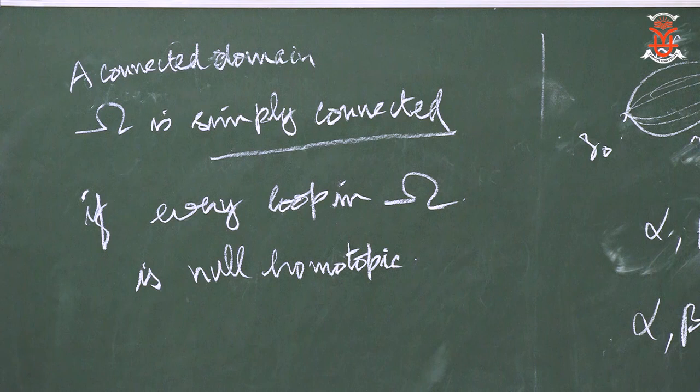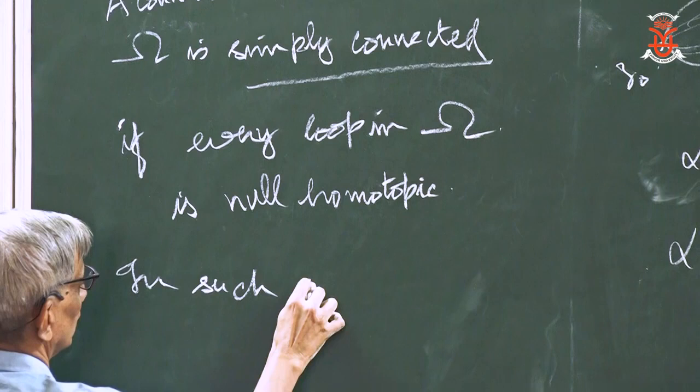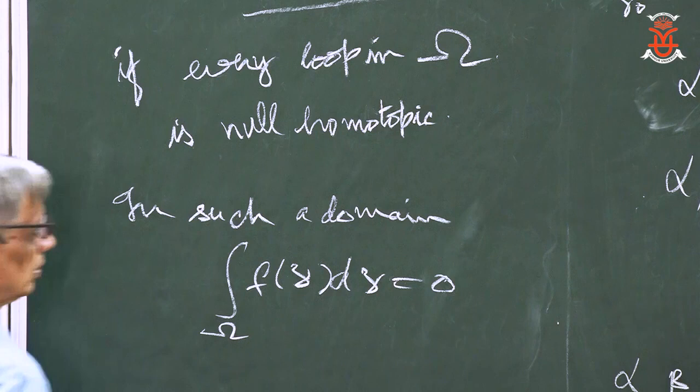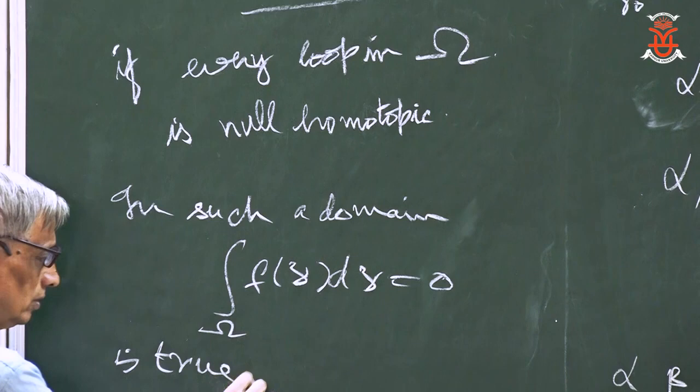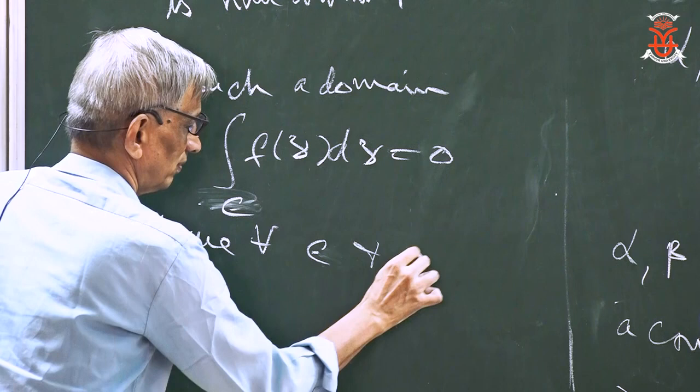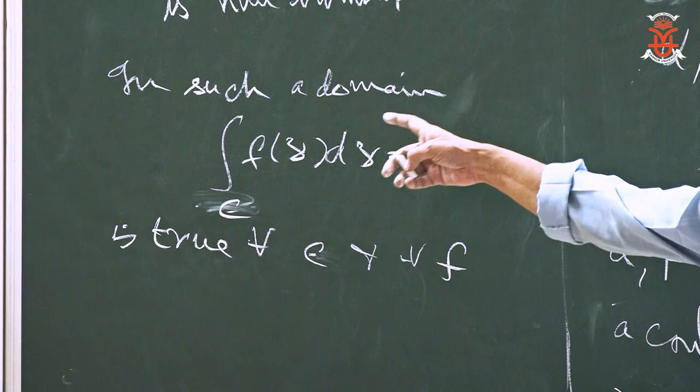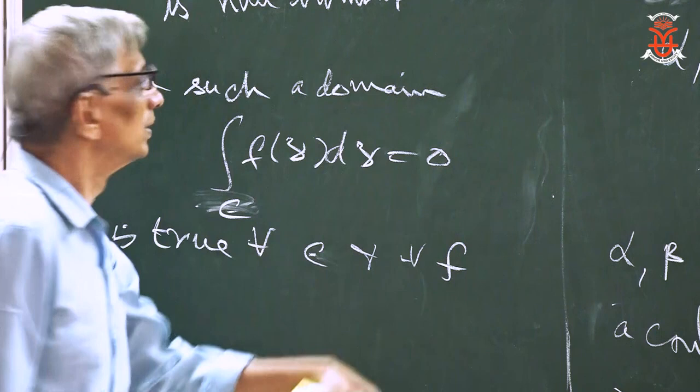So, in such a domain, the integral of f(z) over C is always 0 for any analytic function f and any closed contour C. This is true for all C and for all f, meaning for all closed contours C and for all analytic functions f. And null homotopic implies null homologous.